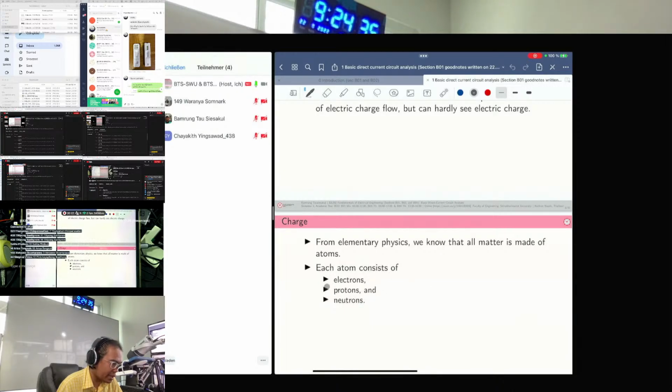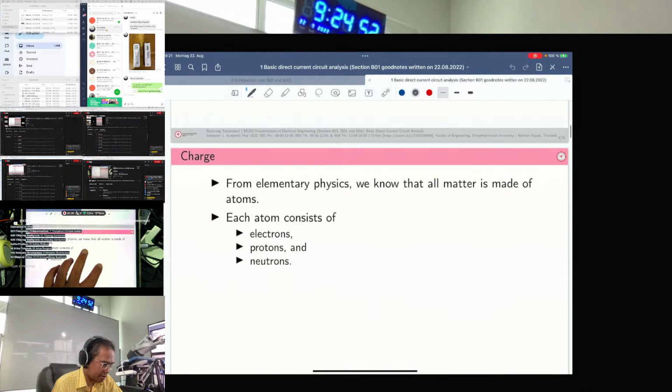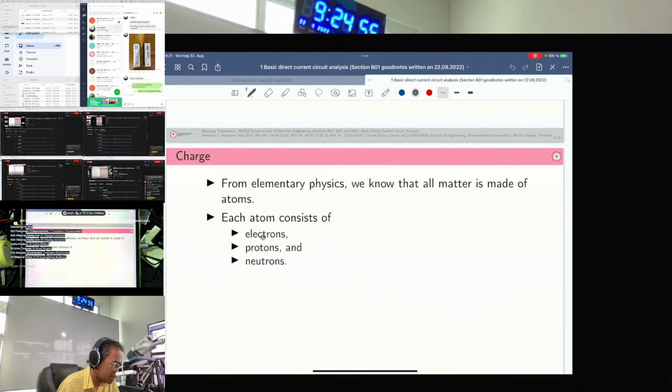An atom consists of mainly three particles. The first one is the electron, which is the smallest particle, and of course it has a negative charge, right? And inside the atom there will be a nucleus at the center, the core of the atom, right?